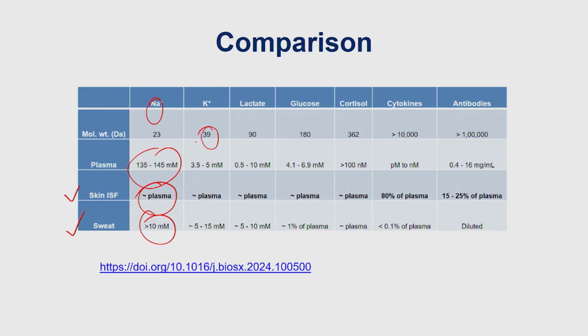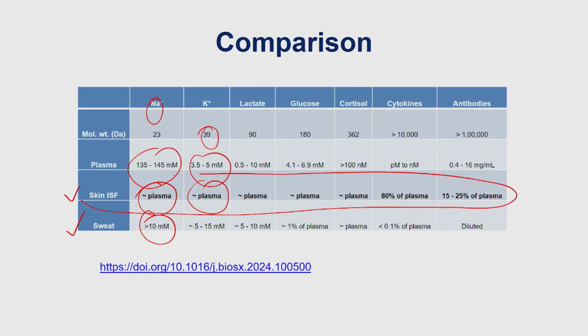Potassium, 39 is the molecular weight, 3.5 to 5 millimole in plasma. If you look at skin ISF here, most of them are very similar to what you find in plasma. If you look in sweat, it's about 1%. This one is similar to plasma. Cortisol is similar to plasma. This is less than plasma, and this is very diluted. And this one again is millimole concentrations here. Just a slide to give you an idea.